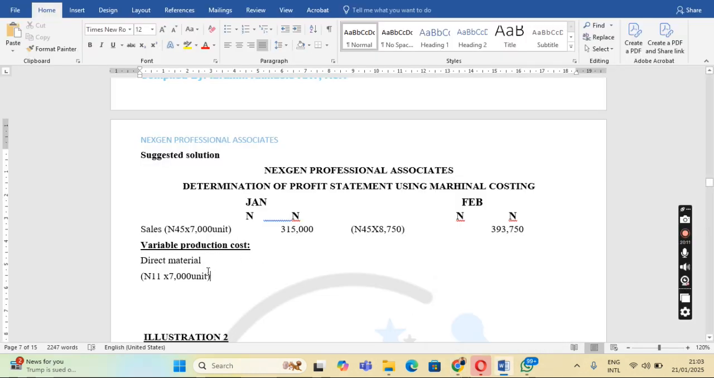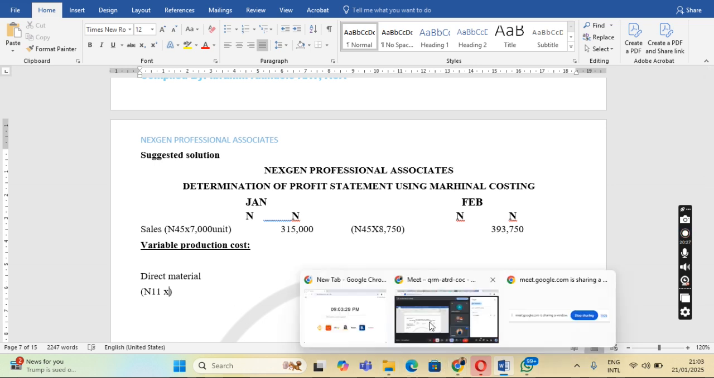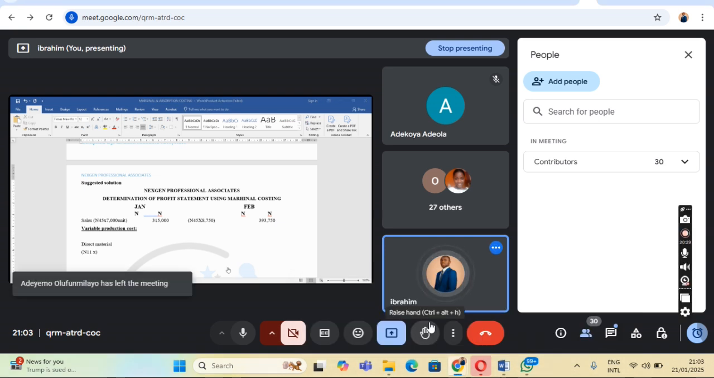Now, in this case, let's quickly go back to the format. Please don't forget that this direct material is attributable to production, not sales units. Direct material. Why do you want to buy this material? Is it not for you to produce, right? So definitely anything you are using, you need to attribute it to production. Is that not so?